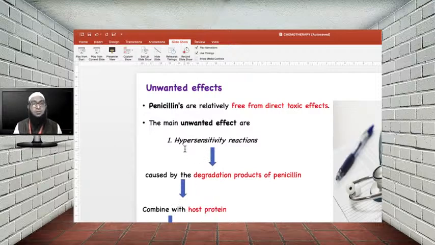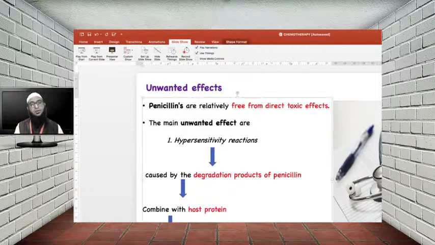So there was some problem in the slide. Hypersensitivity reaction is caused by the degradation product of penicillin, which combines with the host protein, and after combining, the combination of the degradation product and this host protein now becomes antigenic. Okay, and there is a very simple principle of antigen-antibody reaction. Now, this is not happening in all patients. It only happens in patients who are hypersensitive to penicillin.